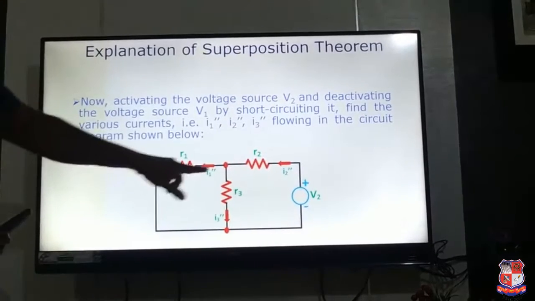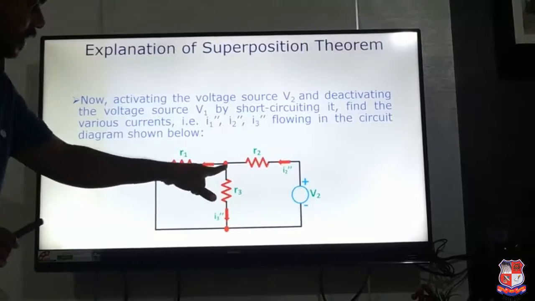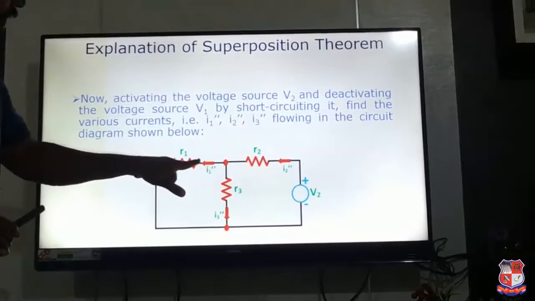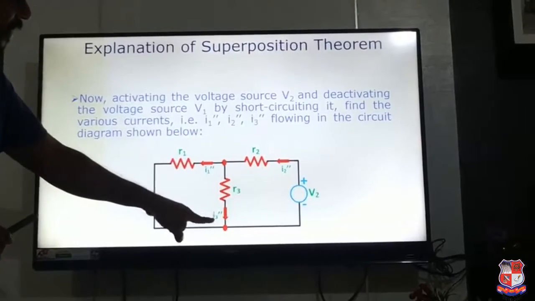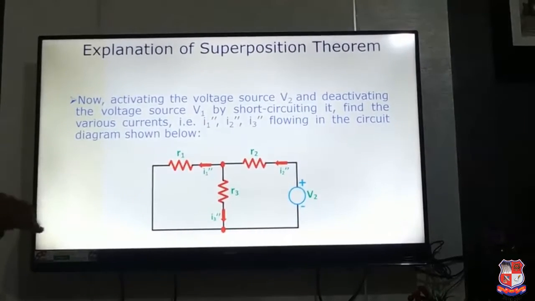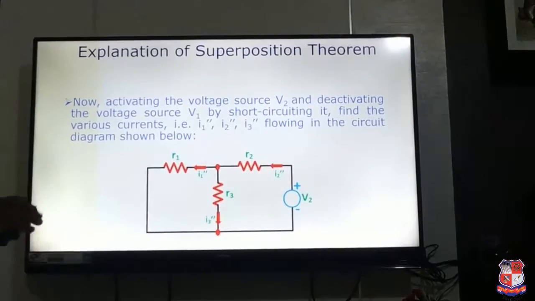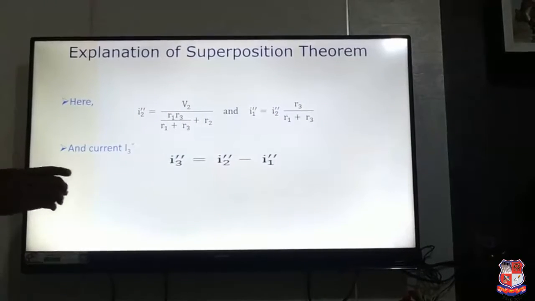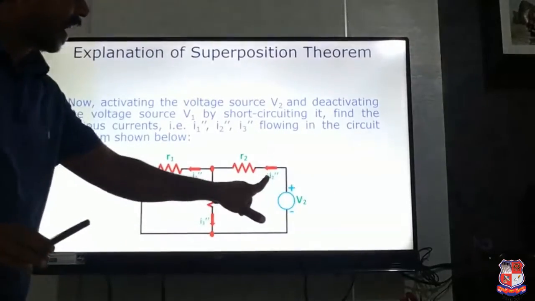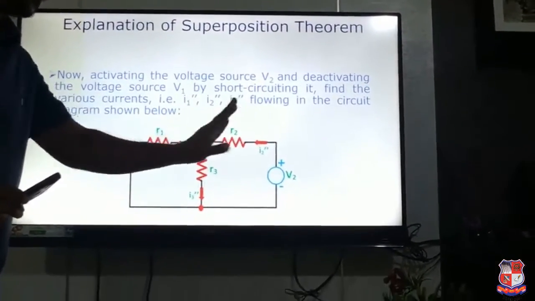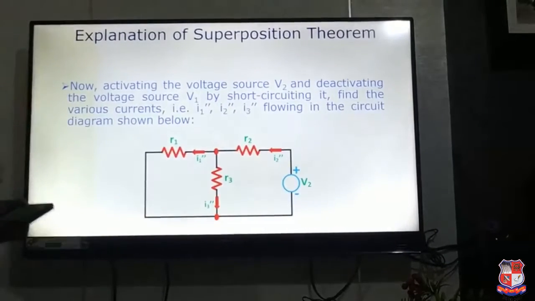At that time, I2 double dash is the total current flowing through the circuit. At this point, this I2 double dash current is divided into two parts: I1 double dash, which is flowing through the R1 resistance, and I3 double dash, which is flowing through the R3 resistance. So for this circuit we have to calculate I2 double dash, I3 double dash and I1 double dash. Now look at this circuit from this side. This I2 double dash becomes the total current.